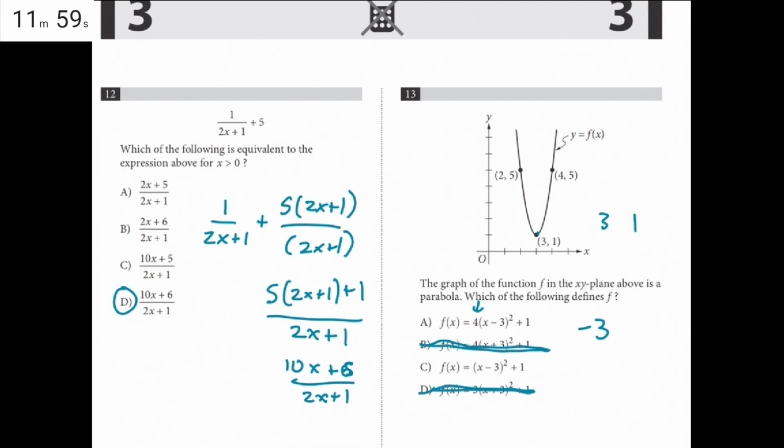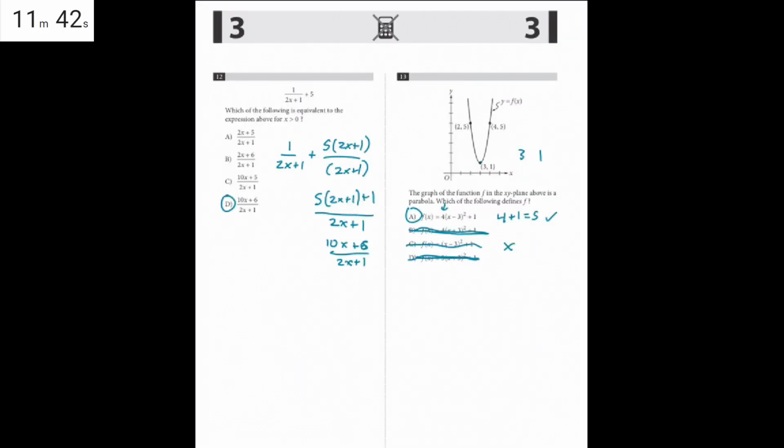Let's plug a point in. 4, 5. Let's plug that in. Plugging in 4, we would get 4 plus 1 is equal to 5. That's valid. Let's plug in 4, 5 here. We get 12, which is not right. So it's not C. So it's got to be A. All right. 14.